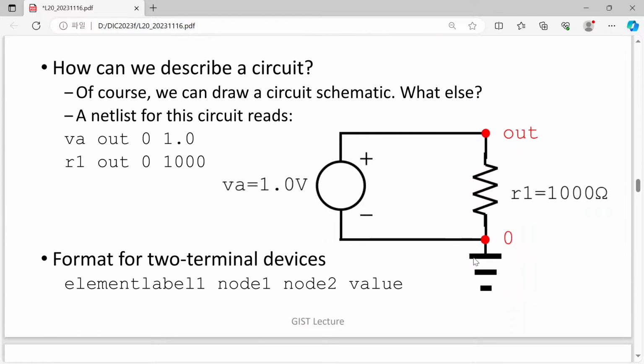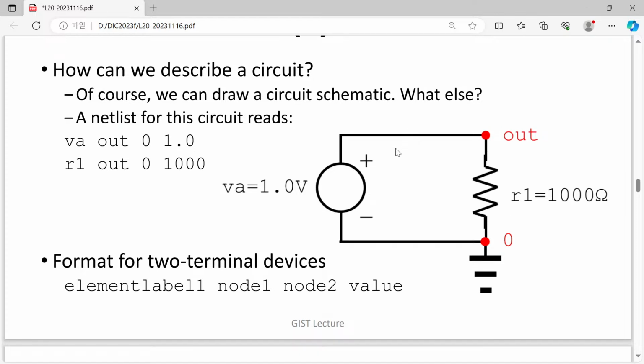Then how can we describe a circuit? Now let's consider a simple example once again. Now we have a 1 volt electromotive force and 1 kilo ohm for this resistor. Then how can we describe this circuit? Of course, as a human being, we can just draw a circuit schematic, draw this one, and solve this system. That is actually what we have done up to now.